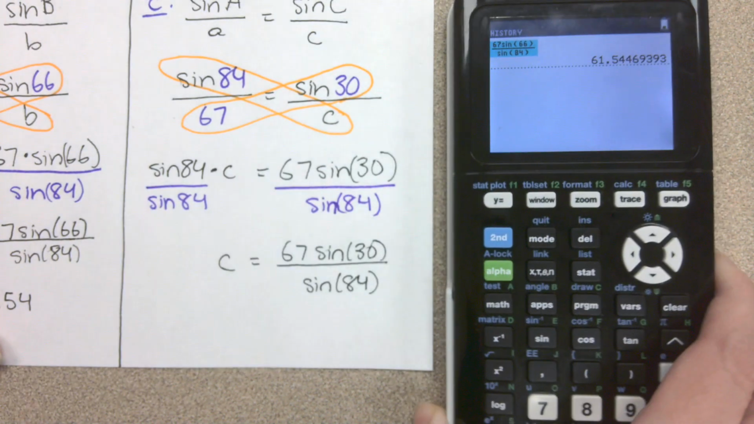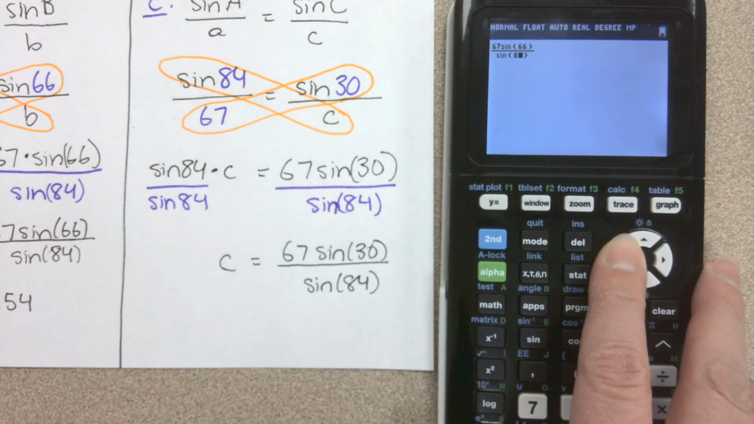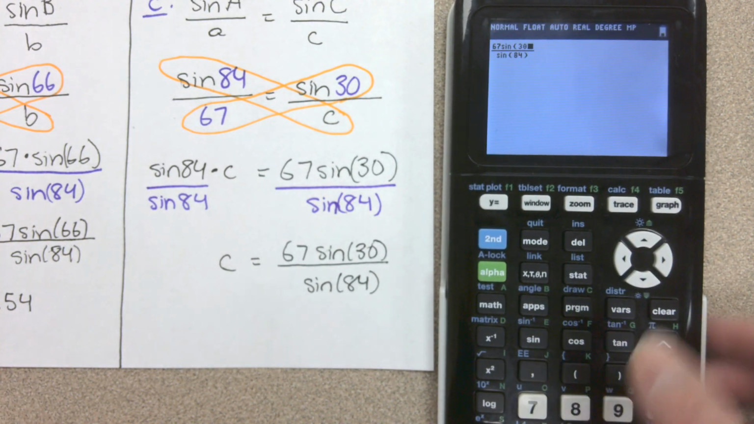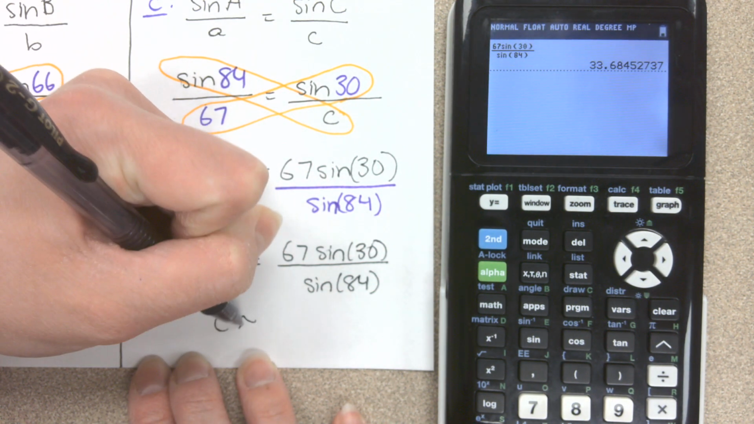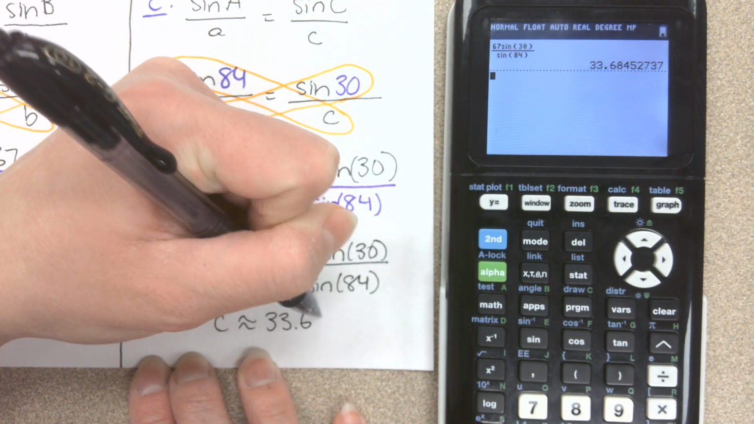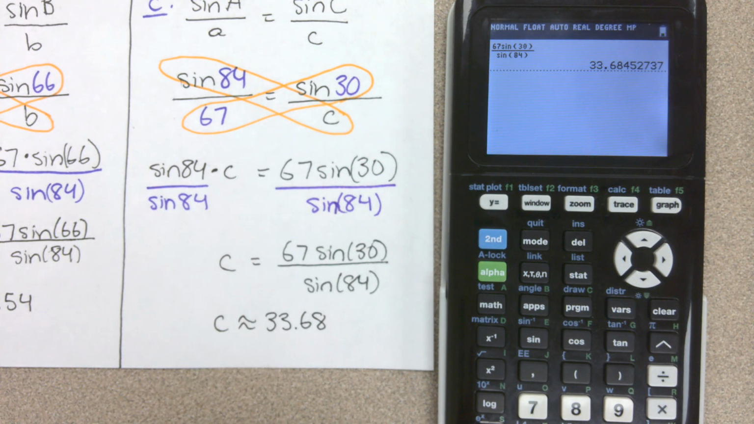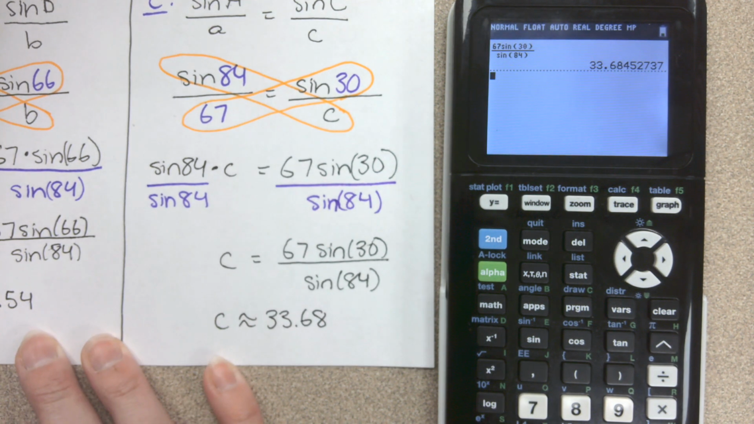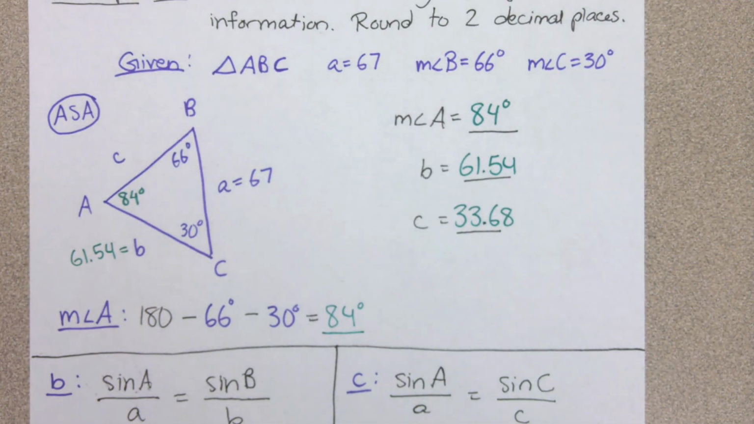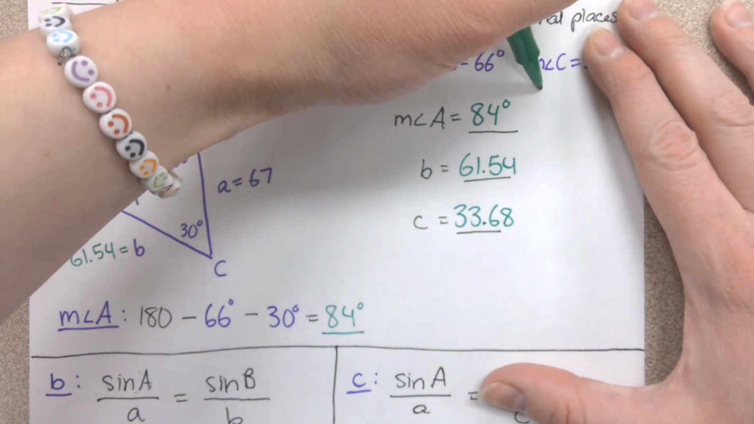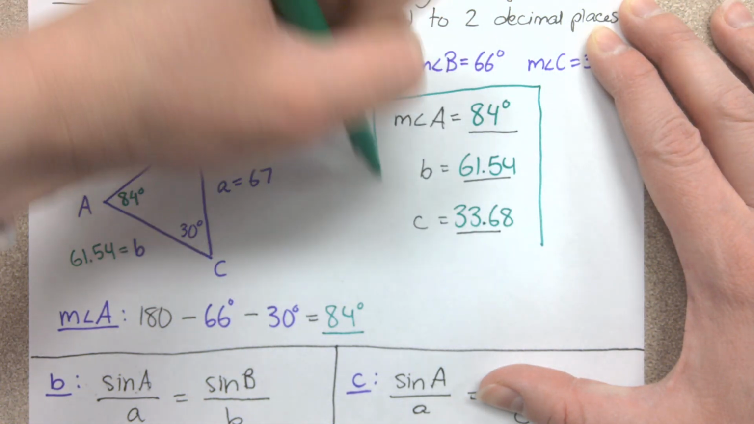And then since I have that basically typed in, I'm just going to take the last entry and edit it. So as you can see, only one number changed from B to C. 33.68 is the value of C. And there you have it. I have completely solved for the missing parts of the triangle. This is my result.